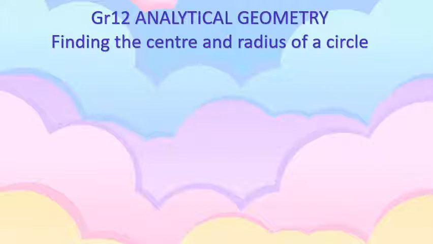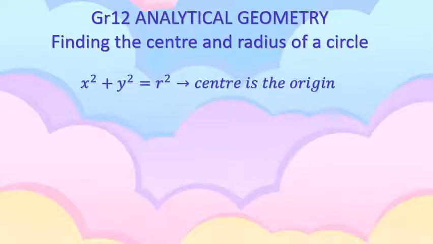But for now, let's remember that there are two kinds of equations of a circle. Actually, there's only one kind, but we're used to seeing two types of circles. One, where the center is the origin. Then we have the format x squared plus y squared equals r squared, which comes from the distance formula, which comes from the theorem of Pythagoras.